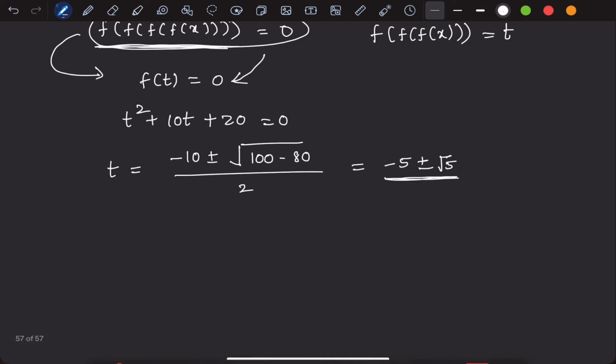So now what is t? So t is simply f of f of f of x.